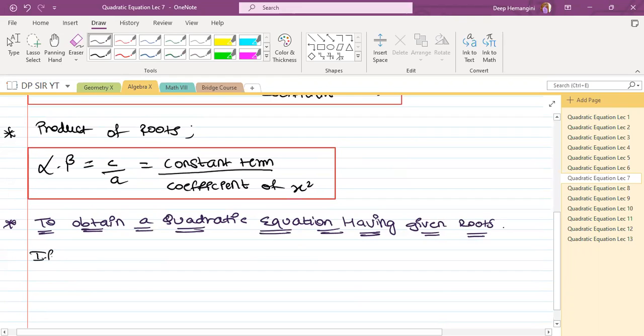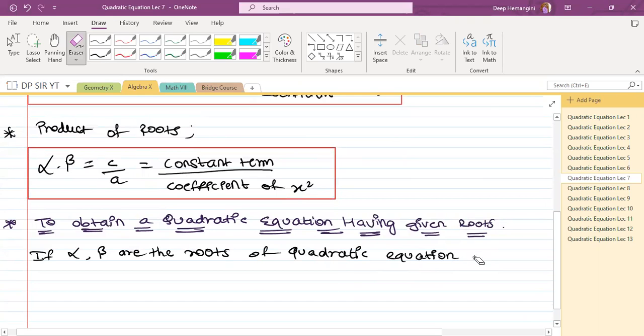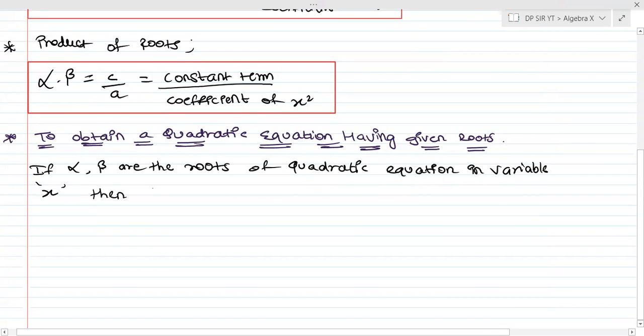So if alpha and beta are the roots of a quadratic equation in variable x, then I can say x is equal to alpha, and x can also be equal to beta since these are the roots. Okay. So now what is the general form?